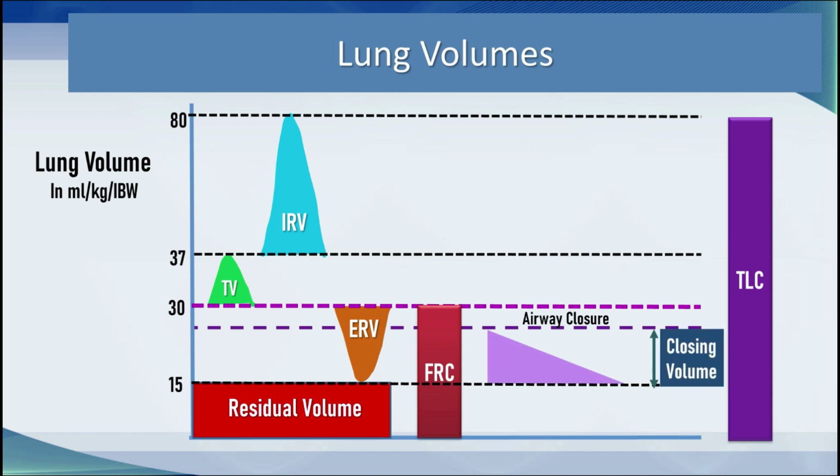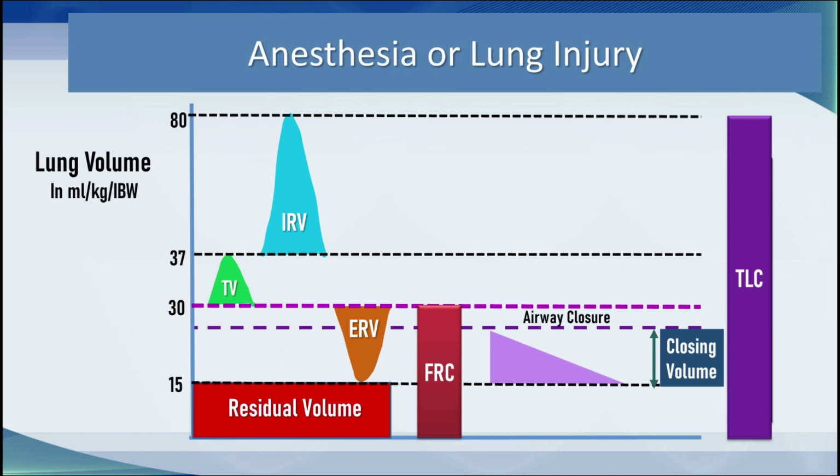This is known as airway closure, and the lung volume that comprises airway closure above residual volume is the closing volume. When you add the two, you have the closing capacity. As I've mentioned, airway closure results in venous admixture and hypoxemia. Anything that reduces FRC results in a greater impact of airway closure on the respiratory cycle. That might occur during anesthesia or lung injury.